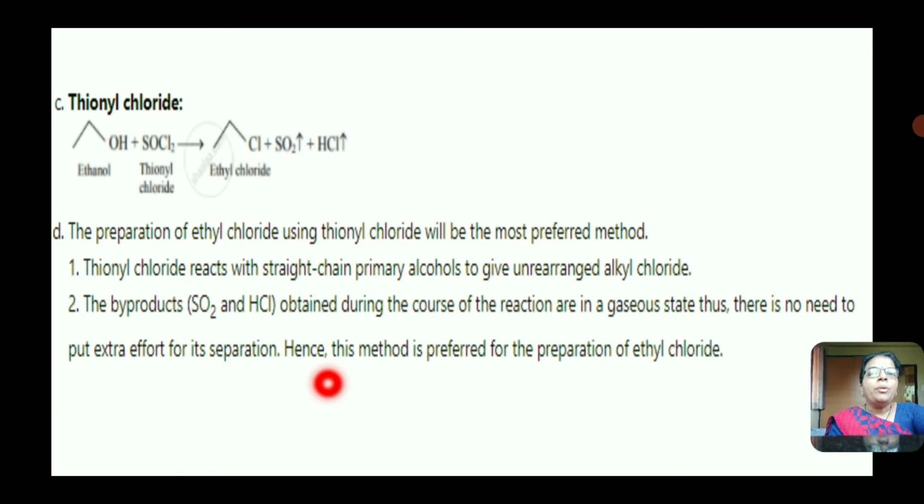Now here the preparation of ethyl chloride using thionyl chloride will be the most preferred method, because thionyl chloride reacts with straight chain primary alcohol to give unrearranged alkyl chlorides. And second, the byproducts, that is SO2 and HCl, obtained during the reaction are in gaseous states, and therefore there is no extra need for separation of byproducts, and hence this method is preferred for the preparation of ethyl chloride.